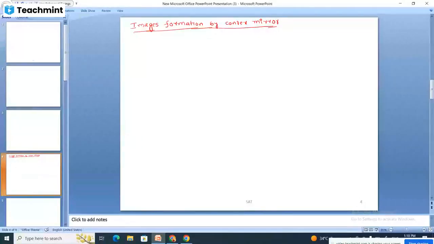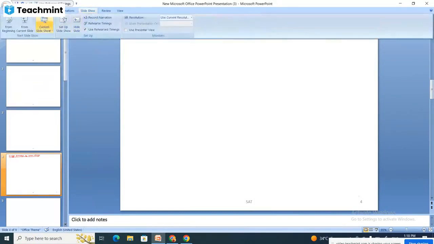In this class, I would like to teach you the continuation of reflection of light. In the previous class, we studied image formation by concave mirrors. In this class, I'm going to discuss image formation by convex mirror. Convex mirror. Okay.